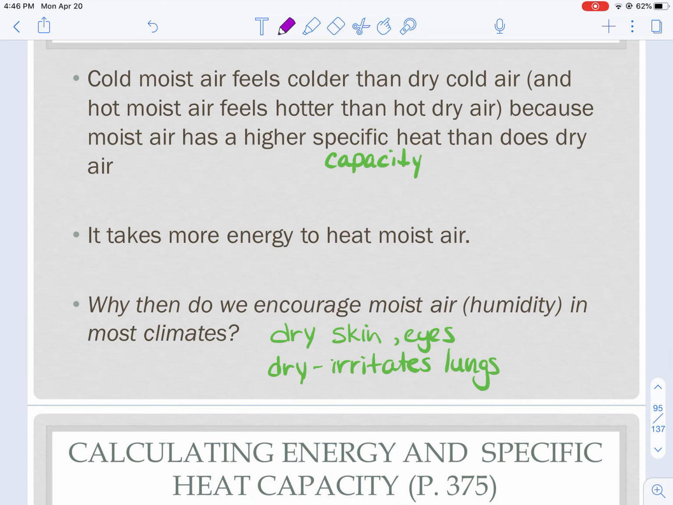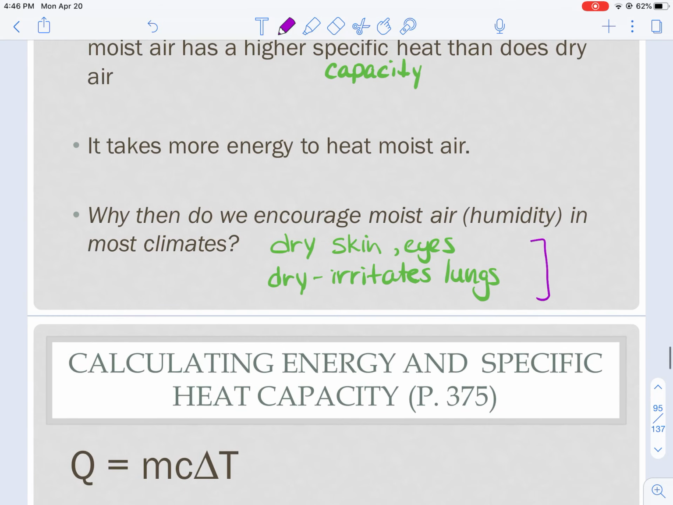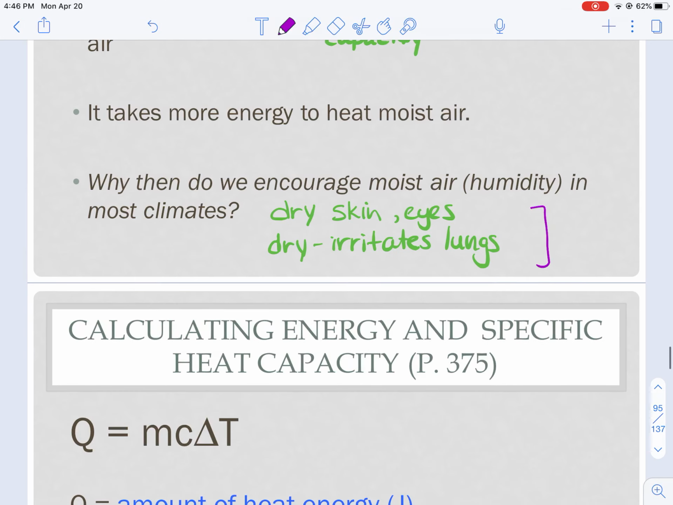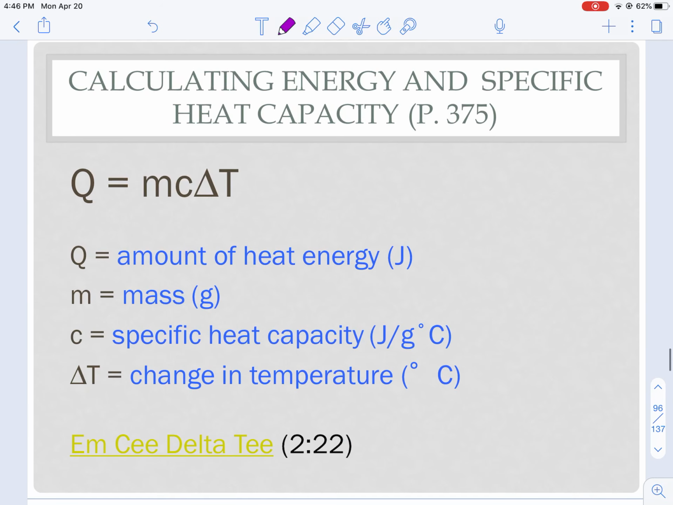why do we like moist air if it will take more energy to heat the moist air in our home? Why do we want a certain humidity in our home? And it has to do with health. Dry air irritates lungs, irritates eyes, irritates skin. So it is preferable to be in moist air, it's easier to breathe. So that was the answer to that.